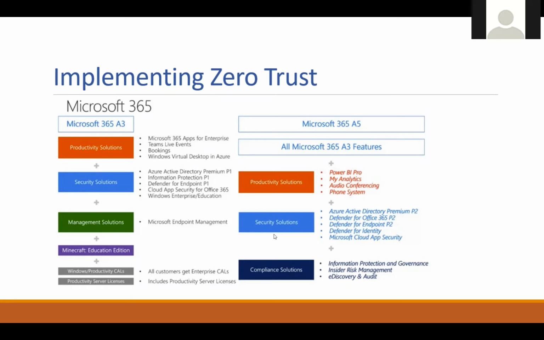You can extend that also by either getting the Microsoft 365 A5 agreement, or you can add a la carte the Microsoft 365 A5 security and compliance modules in order to get Azure Active Directory Premium 2, Defender for Office 365 Premium 2, Defender for Endpoint Premium 2, Defender for Identity, and more resources within Microsoft Cloud App Security to pull in the information from Azure and Defender for Endpoint, as well as just the Office 365.